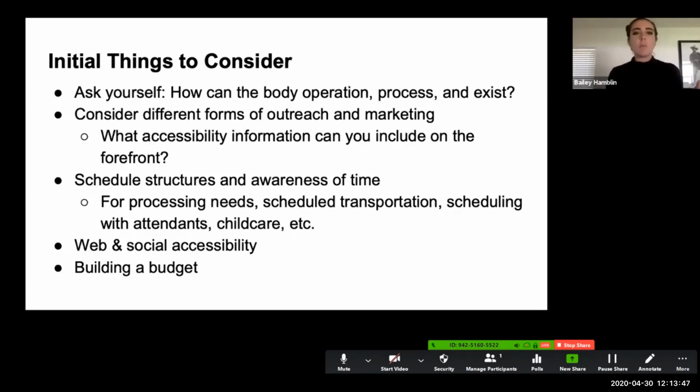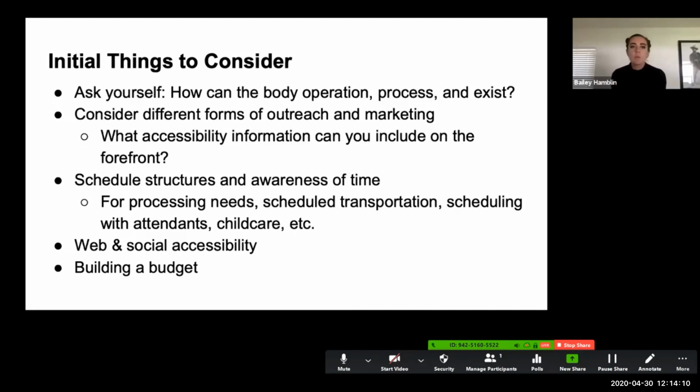Also, if you can put accessibility information out there as early as possible: is the venue going to be accessible? What kind of accommodations will you have? How can folks request accommodations? Are there interpreters? The more of that you can put up front, the less planning disabled folks have to do, and it's a great help. So that's something to consider at the beginning.